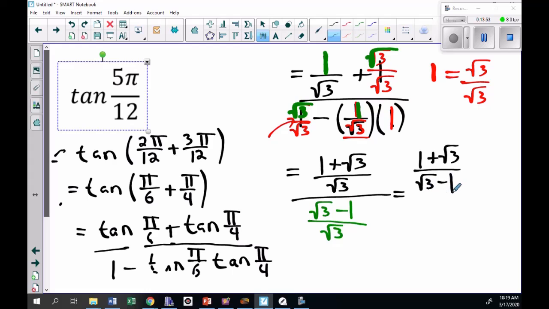Now, unfortunately, we're not done. The square root of 3 has a radical in the denominator, so now I need to multiply by a conjugate. So again, the conjugate is going to take, it's going to be plus 1 instead. So square root of 3 plus 1. What I do to the denominator, I do to the numerator.